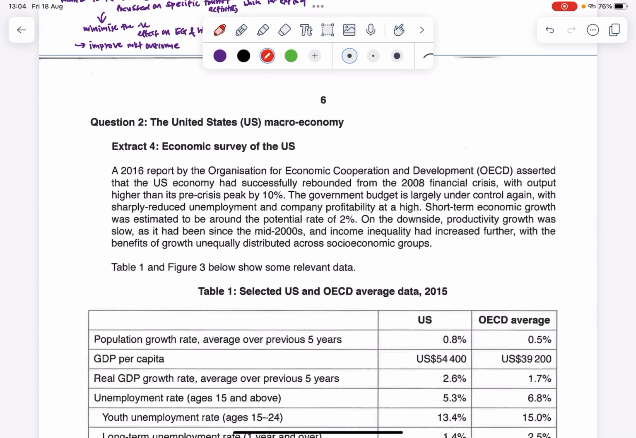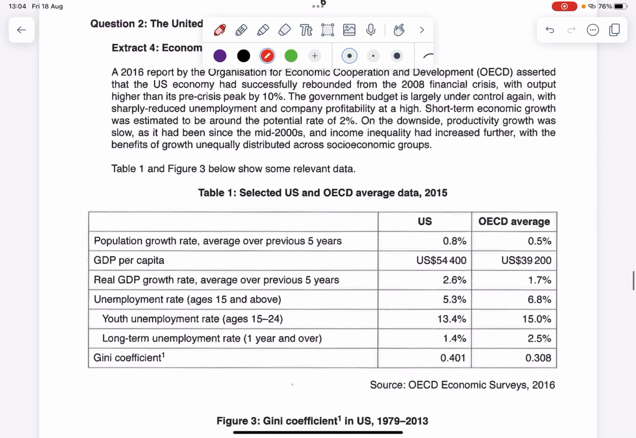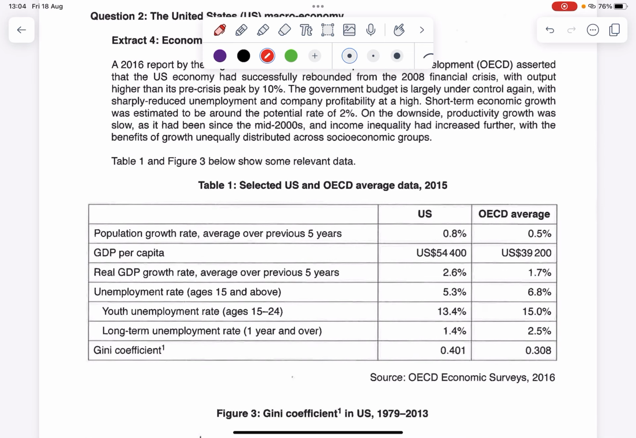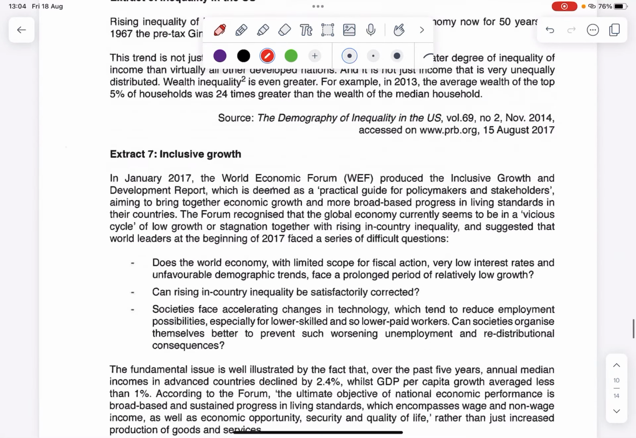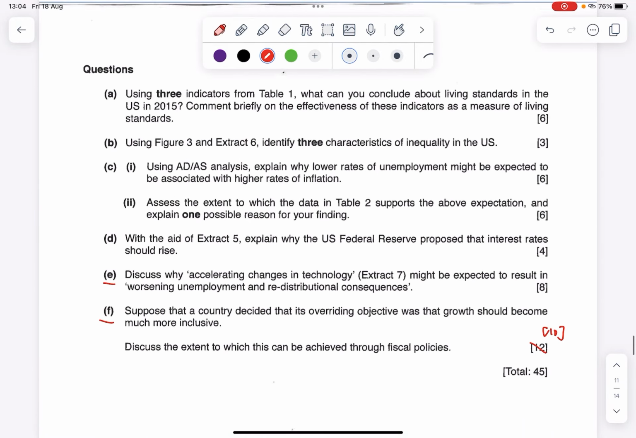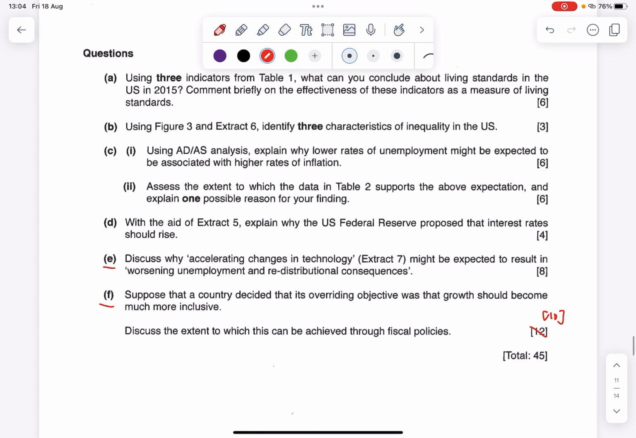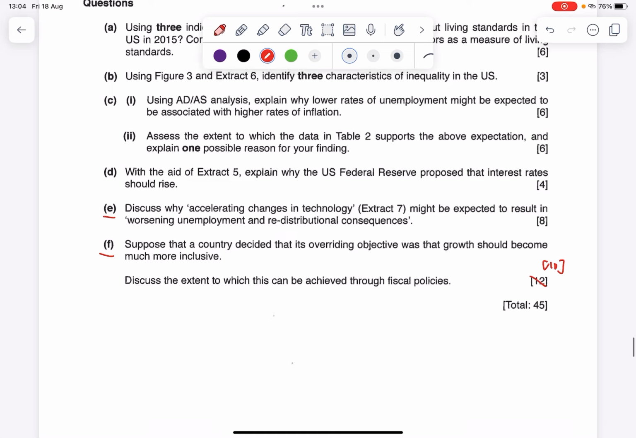For today's lecture, I'll be going through the 2019 CSQ2 on the US economy. This lecture will be split into three parts: the introduction, then part E in depth, and then part F in depth. The focus will be on breaking down and dissecting the question so that I know what the question requires of me and what to look for in the extracts.